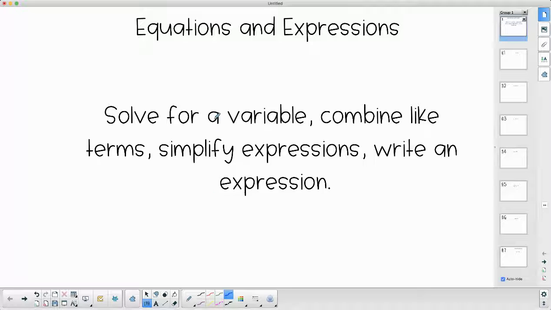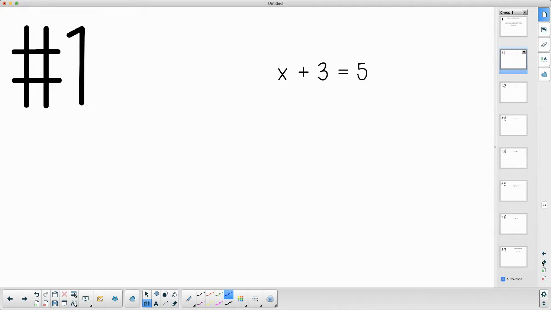We are reviewing equations and expressions. So we're going to be looking for things like solving for a variable, combining like terms, simplifying our expressions, and writing an expression to match the problem.